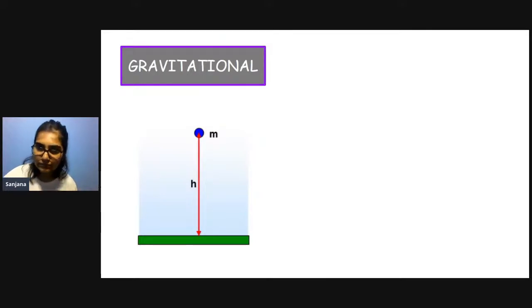So one more last derivation of the day. The derivation is gravitational potential energy. If someone asks you the derivation of gravitational potential energy, gravitational potential energy is energy of an object due to its height. Now to find that, let's say there is a body at a certain height, and obviously it has a certain mass. Because it's at a height, let's say the displacement is h.